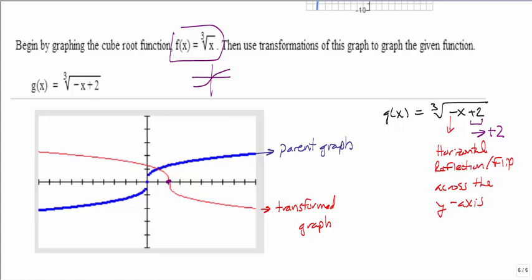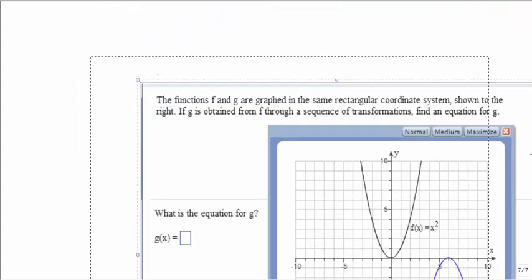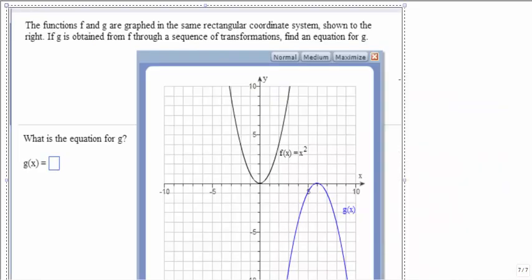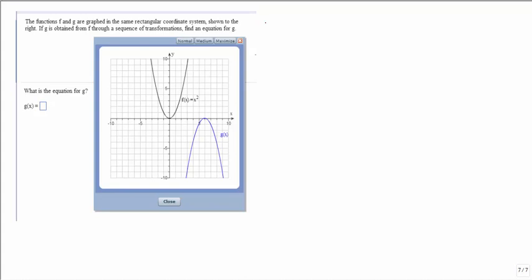Now the last few types of problems that we're going to see here, because we've looked at a lot of different problems in this homework set, they're going to show you the picture of a graph and its transformation and then ask you to write the function. So here we have a picture of a graph and its transformation. So this is my parent graph. And if we think about that parent graph, this is just y equals x squared.